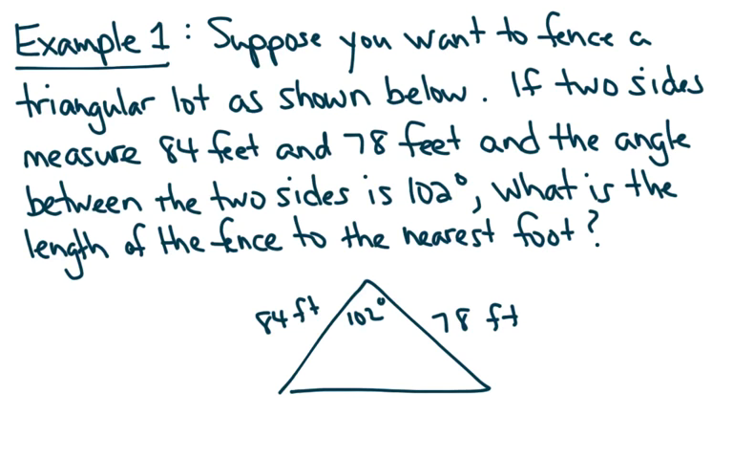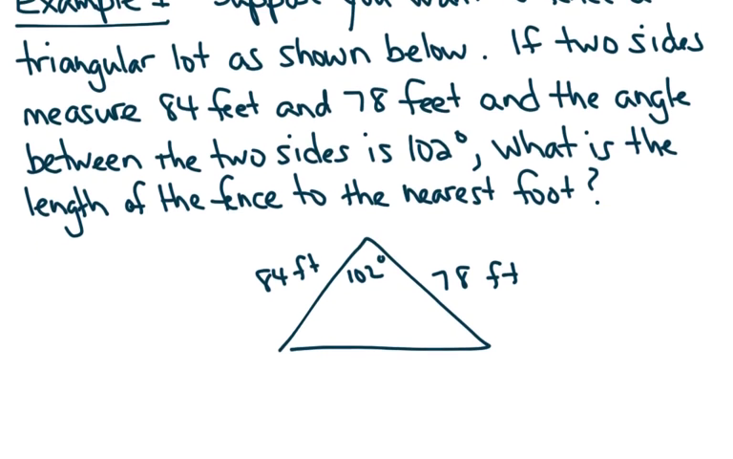Suppose you want to fence a triangular lot as shown below. If two sides measure 84 feet and 78 feet, and the angle between the two sides is 102 degrees, what is the length of the fence to the nearest foot? Now, let's first figure out what they're asking us to find. They're asking us to find the length of the fence. We're fencing the entire lot. So if the entire lot is that triangle, they're asking me to find the perimeter. But in order to find the perimeter, I have to know the measure of all three sides, which I don't.